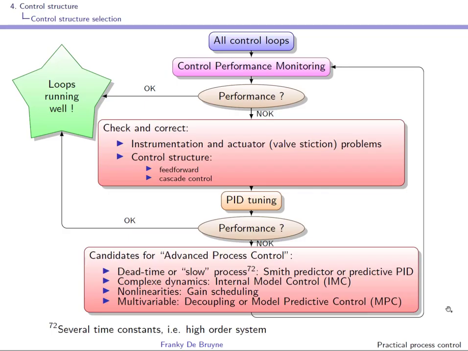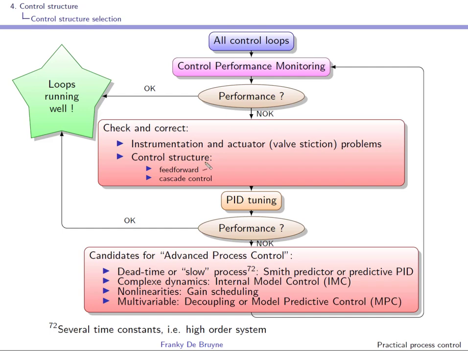Well, once you have detected the problematic loops, what you can do is, of course, deal with these loops, and you should check and correct, first, the instrumentation and actuator problems. Problems related to instrumentation are, for instance, problems that have to do with calibration of sensors, and we have seen that actuator problems are very often valve stiction problems.